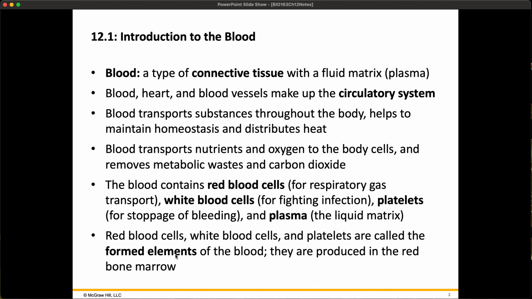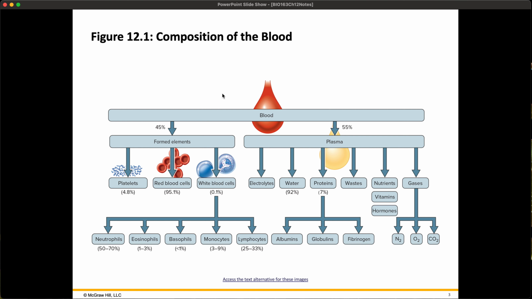All of those things, the red blood cells, white blood cells, and platelets, are your formed elements. They get produced in the red bone marrow of the long bones in the skeleton in an adult, and we'll see other places for the fetus. Here's just an overview. We'll see this image again in a couple of slides about the breakdown of blood.